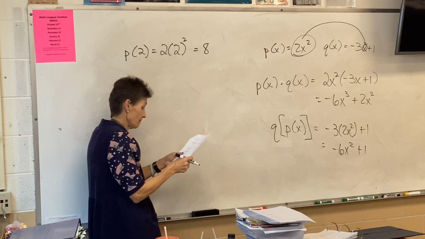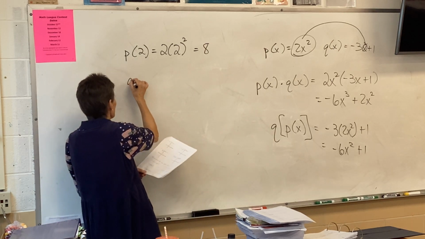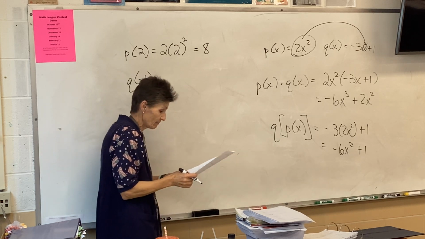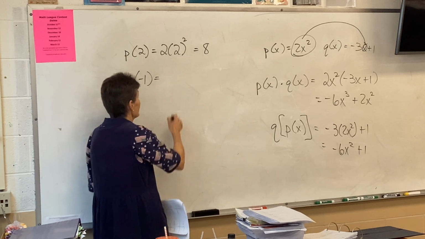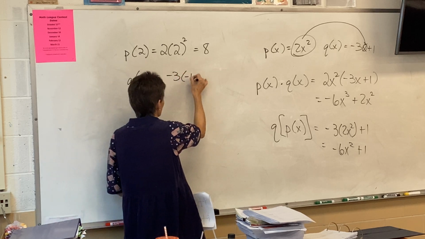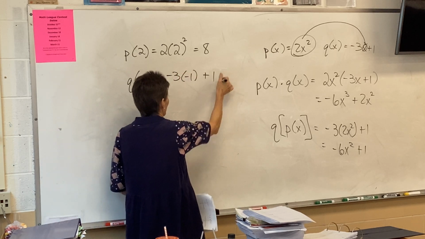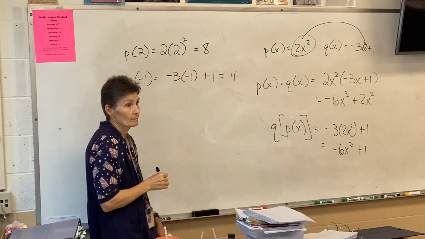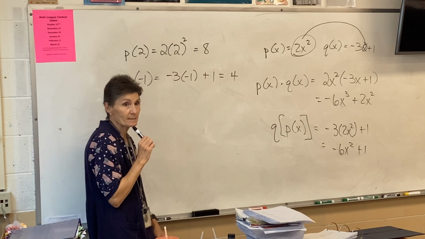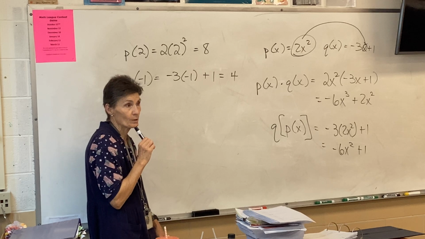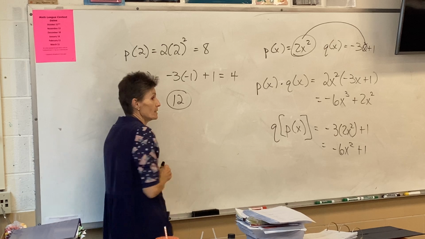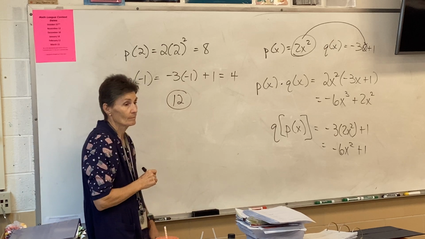Now I'm not done. I need Q of negative 1. What is Q of negative 1? Or negative 3 times negative 1 plus 1. I heard somebody say 4. And then what am I supposed to do with those two numbers? Add them. So the answer to the question is 12.